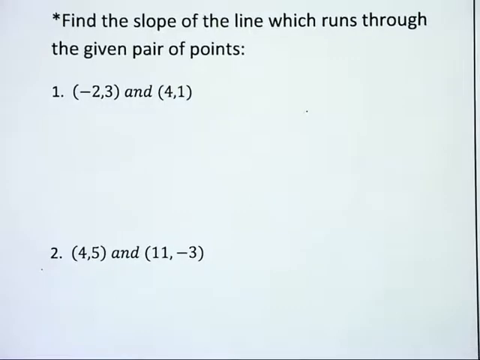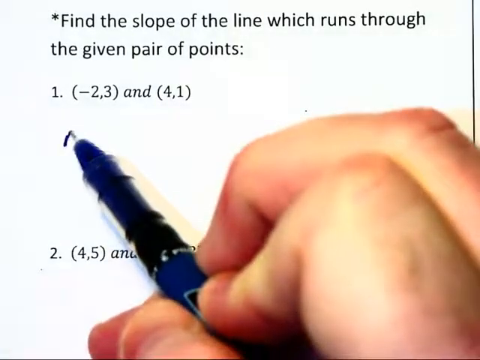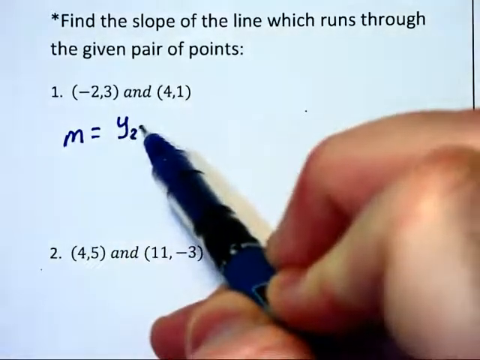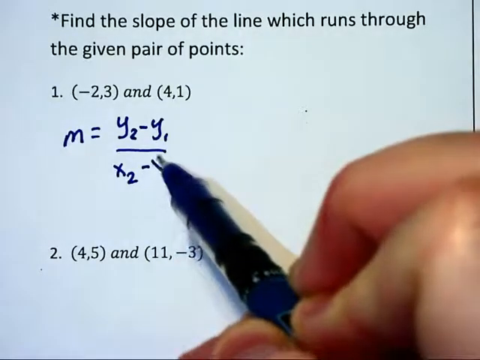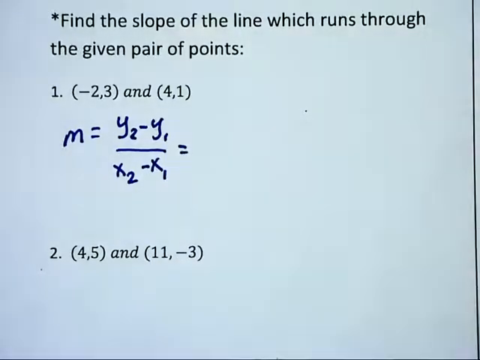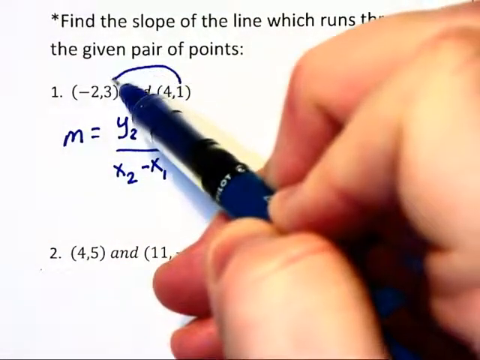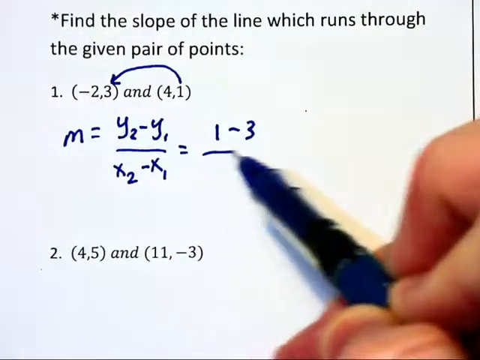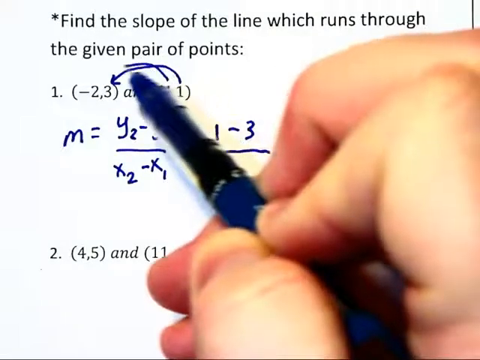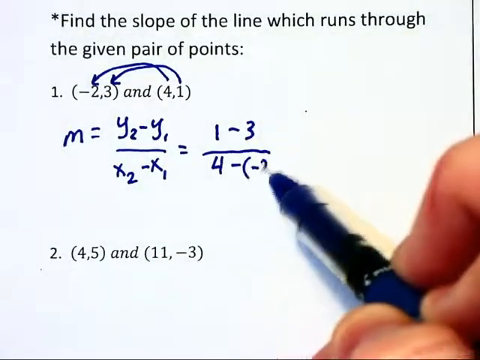You also want to be able to find the slope between two given points. Now you do have the option of graphing these, or you can go straight to your slope formula. And I highly recommend that you keep writing this formula over and over and over again so that you memorize this formula. We're taking the second y minus the first y, that would be 1 minus 3 in the numerator, divided by the second x minus the first x, which would be 4 minus a -2.